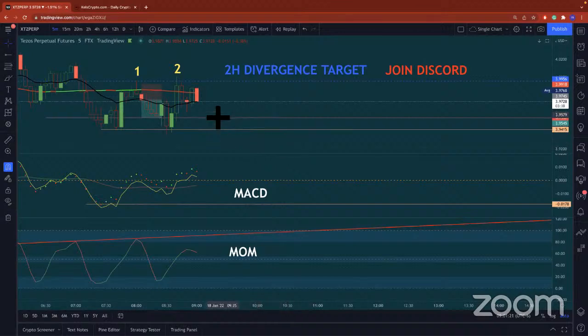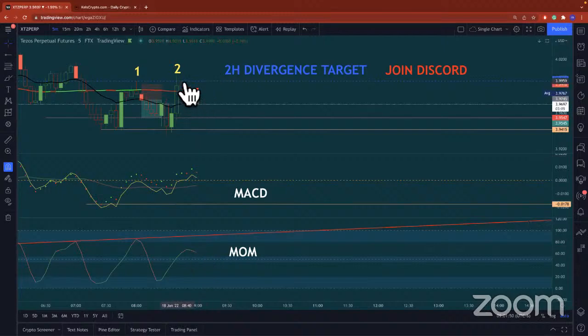Now we have everything pushing down right now. The price action pushing down. We have the custom MACD indicator. Looks like it's trying to turn over on us. And our mom oscillator is trying to turn over on us too. This would give us a divergence on the mom indicator to the price action. However, if you don't get in on it right away, skip it.